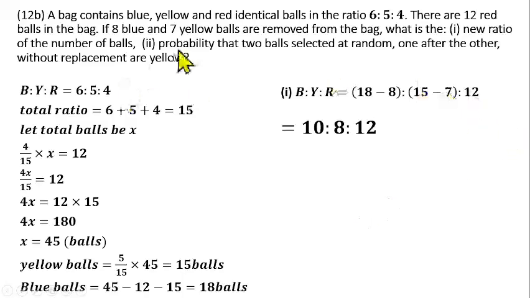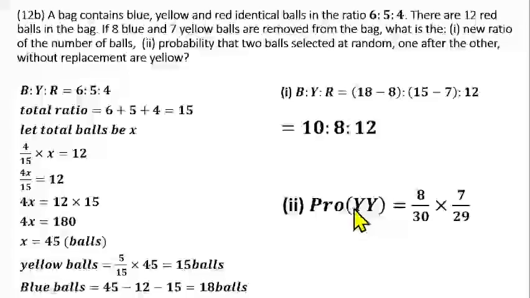Then after that, we have to find the probability that 2 balls selected at random, one after the other without replacement, are yellow. So the question is, how many yellow do we have there? We have 8 yellows. And what is the total number of balls now? The total will be 30. 10 plus 8 plus 12 is 30 balls.